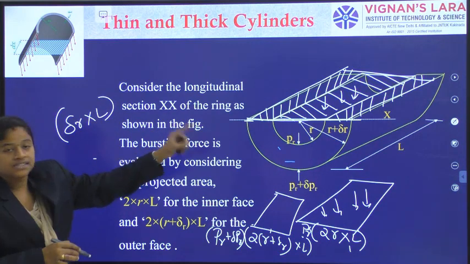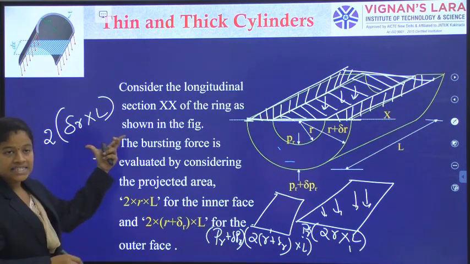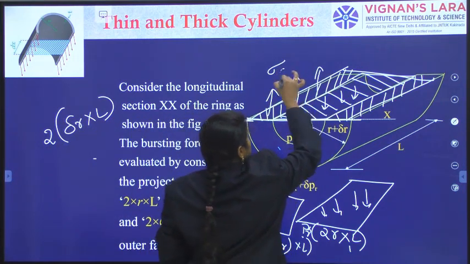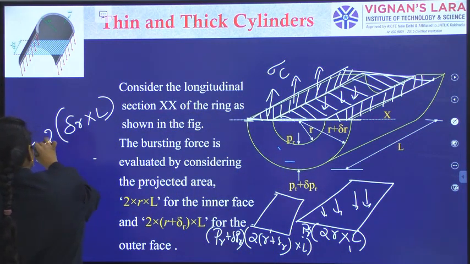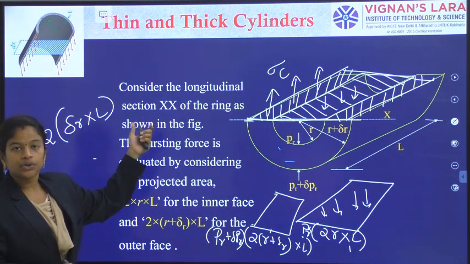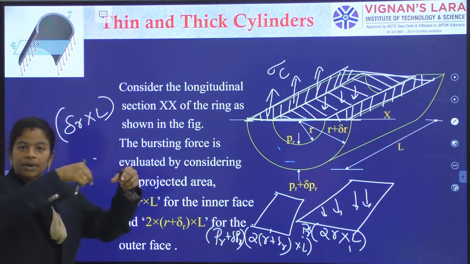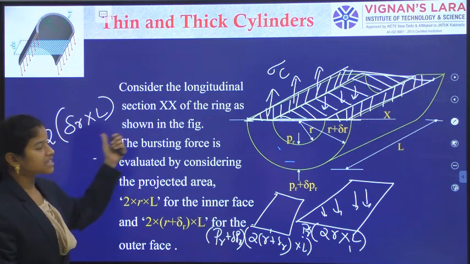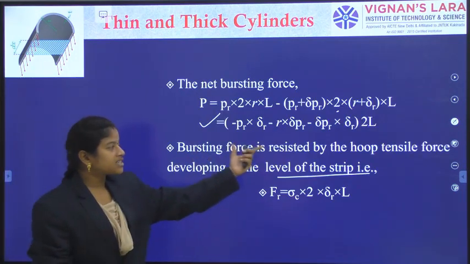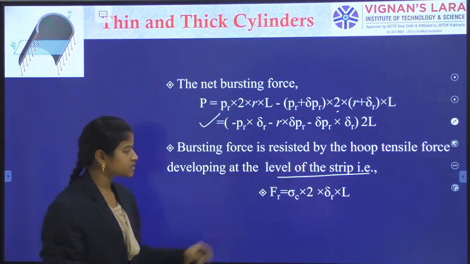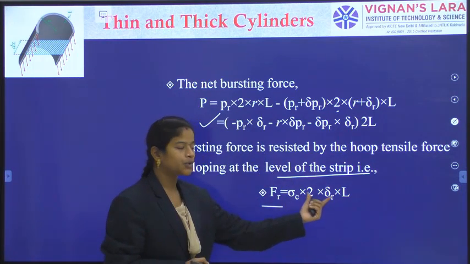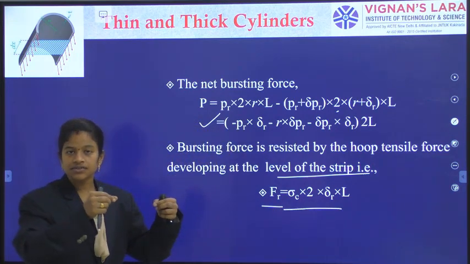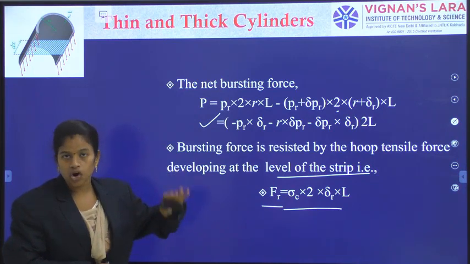Such rectangles, 2 were there, and this area is being resisted by the corresponding circumferential stress. So sigma C into 2 into delta R into L. This is the area of metal connected. 2 ways were there, so 2 times delta R into L, and the corresponding sigma C was there. Now the bursting force is being resisted by the hoop tensile force, that is Fr equal to sigma C into 2 times delta R into L. This resisting force is equal to the net bursting force on the body.